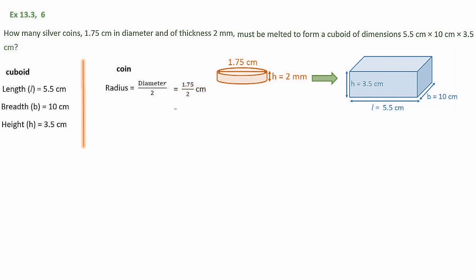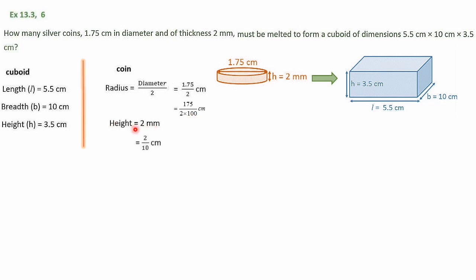1.75 we can write as 175 by 100. These two remain the same in the denominator; we changed only this 1.75. 1.75 we have written as a fraction, that is 175 divided by 100. After the decimal there are 2 digits, so we remove the decimal portion and divide by 100, meaning 2 zeros.